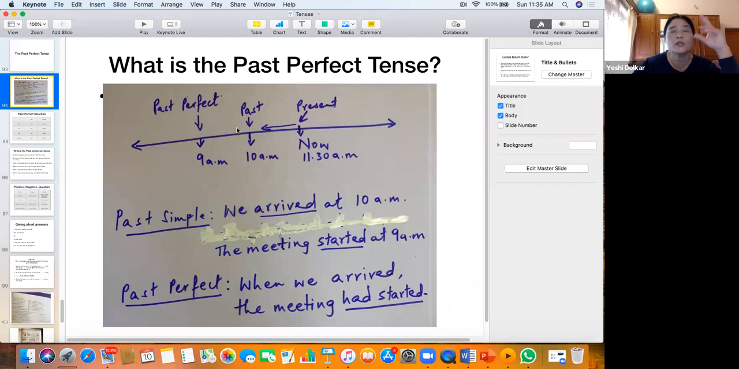So it could be two actions. We could be talking about two actions, more than one action. If you're talking only about one action, it'll be just past simple. And if the two actions happened at the same time, it'll be past simple. But if these two actions happened at different times in the past, that's when we use the past perfect over here. The one that happens before this past.